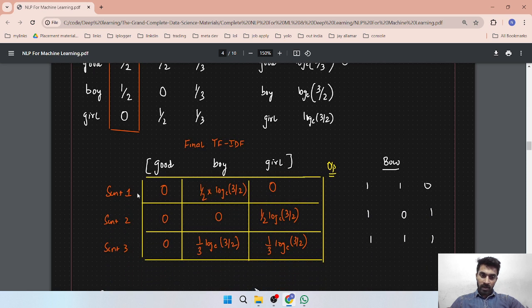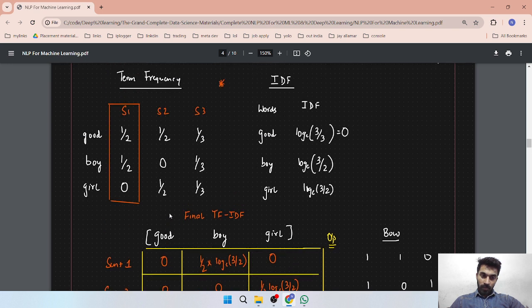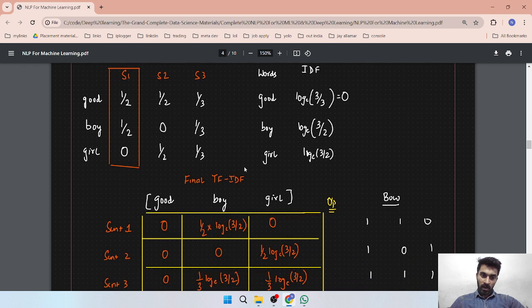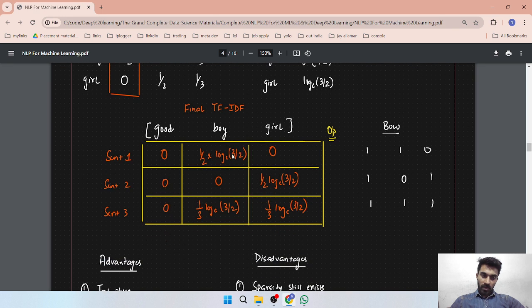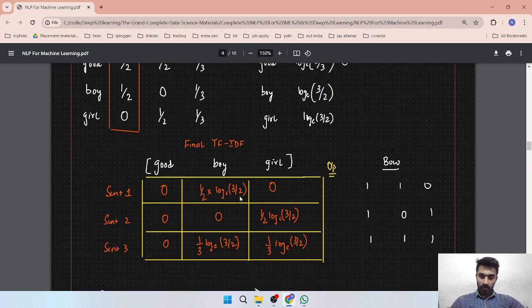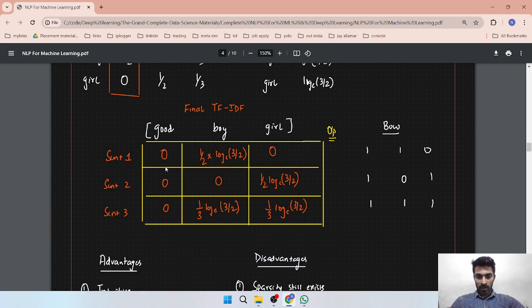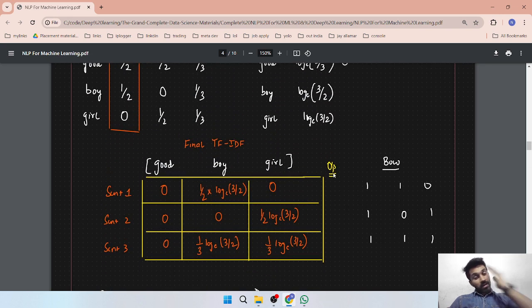So the final TF-IDF vector will be shown like this: sentence 1, sentence 2, sentence 3, with the words "good", "boy", "girl". You have to multiply the TF value with the corresponding IDF value. So in sentence 1, "good" has TF 1 by 2, and the IDF value is 0. So something multiplied by 0 will be 0. That's how "good" automatically gets 0 weightage in every sentence, and "boy" is getting some weightage, and "girl" is also getting equal weightage because "boy" and "girl" are coming the same number of times, two times. So basically we have given equal weightage. That's how IDF will work.